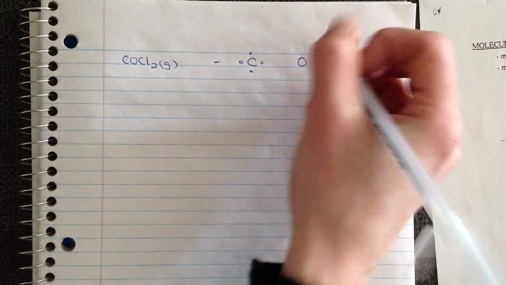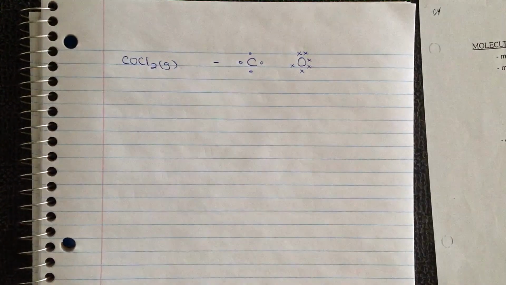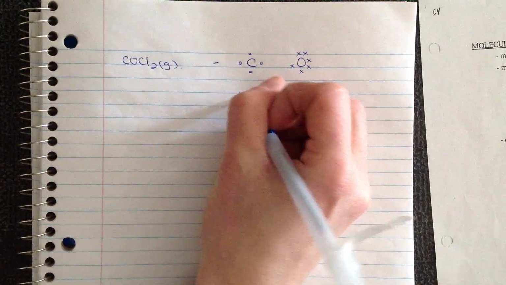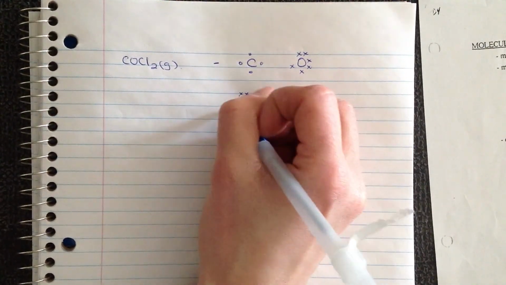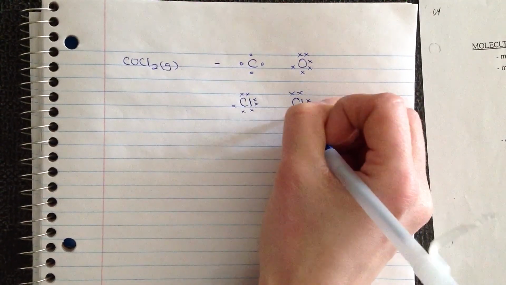Oxygen, how many electrons does it have? 6. 1, 2, 3, 4, 5, 6, okay? And then chlorine. Chlorine is looking for how many? 7. 1, 2, 3, 4, 5, 6, 7. Okay, and then there's the second one, based on that combustion analysis.